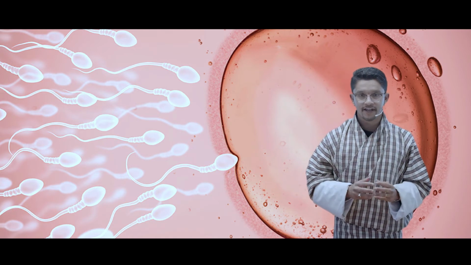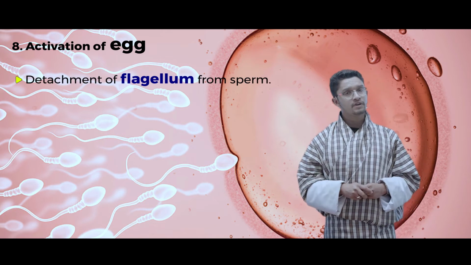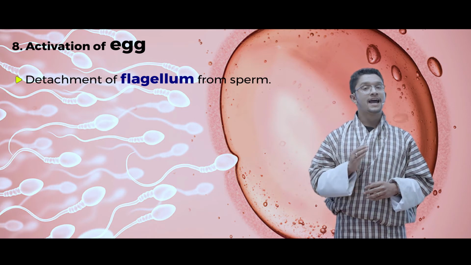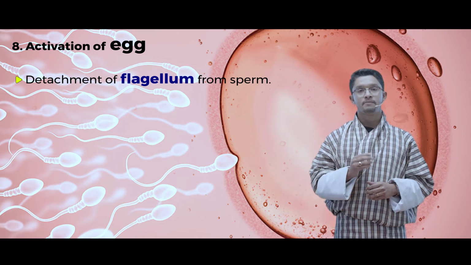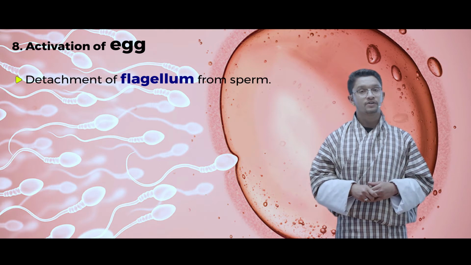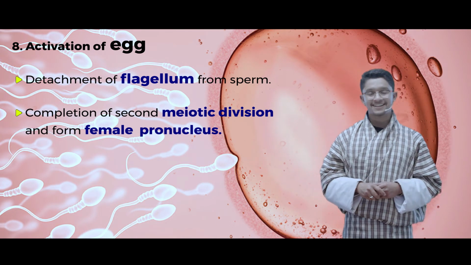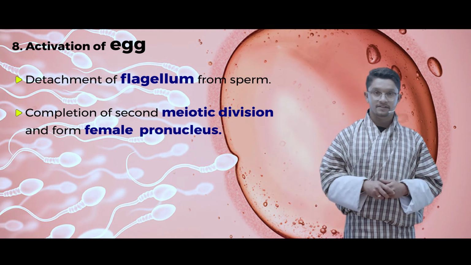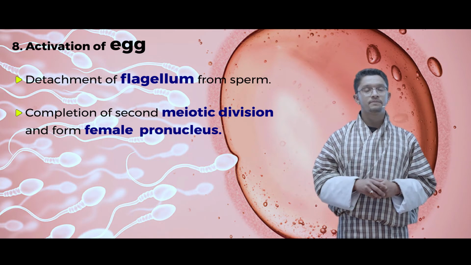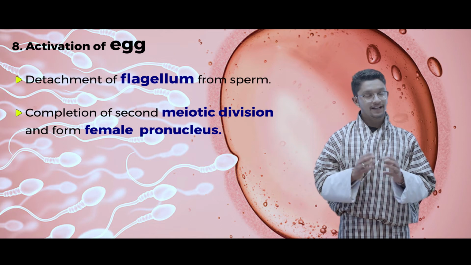After the cortical reaction, the next important step is activation of the egg. Even after ovulation, the ovum is not ready for fertilization because it has not completely undergone meiosis. The female pronucleus is not completely formed. The cell inside is at the secondary oocyte stage. That's why only after the entrance of the sperm, the meiosis completes and the secondary oocyte divides and forms the female pronucleus, which can now fuse with the male pronucleus. So that's activation of the egg.